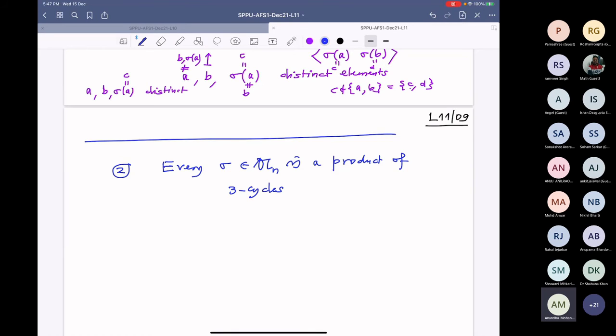A_n is the alternating group. That means the sign of sigma is even. That means the number of even orbits in sigma is even, because the even orbits give the negative, and if the sign has to be 1, the number of negatives has to be even. So the way I remember it is sigma is in A_n if and only if the number of even orbits is even.